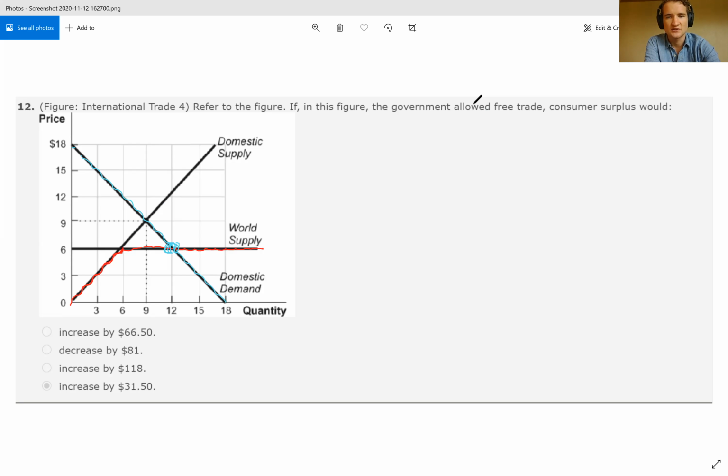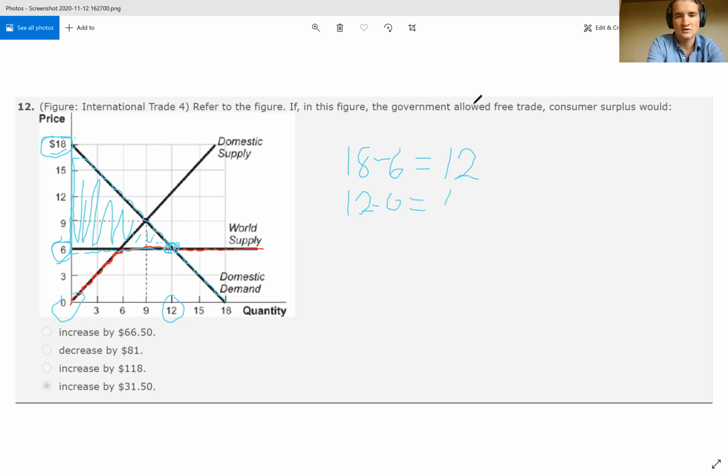So now to look at what happened to consumer surplus, and already it should be obvious to you that it's enlarged quite a bit. So we're just trying to find the area of this triangle right here. So again, we're going to take the top bound minus the lower bound. So 18 minus 6 equals 12. 12 minus 0 equals 12. 144. Divide by 2, because we're trying to find just the triangle. 144 divided by 2 equals 72.